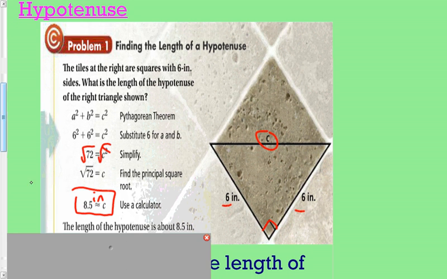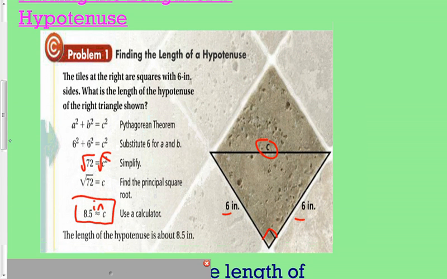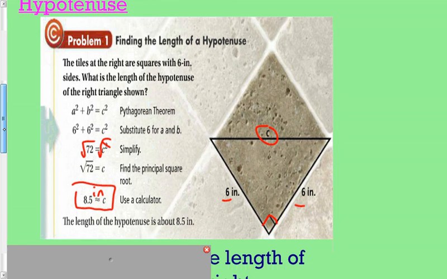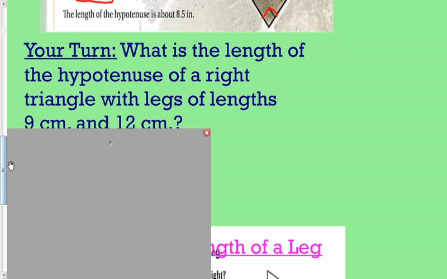What we're going to do in the next section is find different ways to reduce radicals like the square root of 72. But for right now, we're just going to use a calculator and round it. Okay? Now, I would like you to pause it and try doing that same thing.